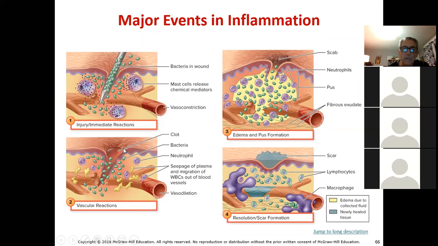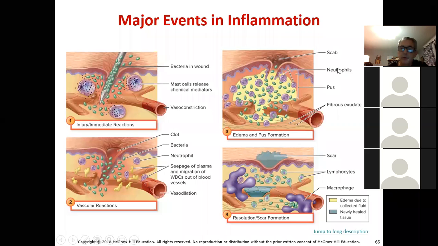You will get a clot starts to form, and not just for healing, but also to wall off further bacterial invasion. You will then get vasodilation, so you get greater circulation, you get the swelling, the edema, more immune cells. Plasma seepage and migration of white blood cells out of the vessels. This is called diapedesis, the movement of the white blood cells, phagocytic cells out to the site of the infection.